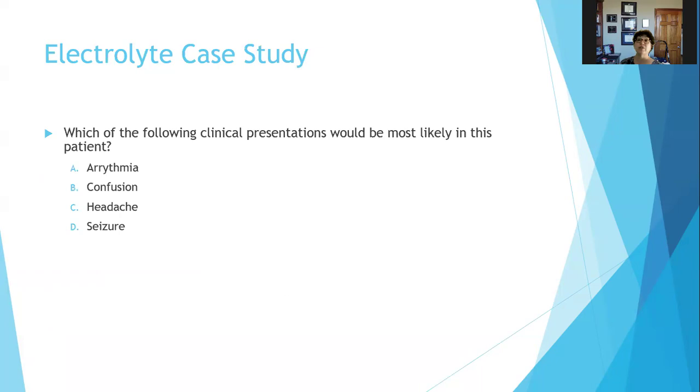Based on what we know about hyper and hypokalemia, which of the following clinical presentations would be most likely in this patient? And are they going to be appropriate for therapy? What we know about hypo and hyperkalemia is they can both cause cardiac arrhythmias. So cardiac arrhythmia is going to be the most likely clinical presentation of this patient, and they are not going to be appropriate for therapy. Confusion, headache, and seizure might be due to something else. So arrhythmia is the most likely clinical presentation.